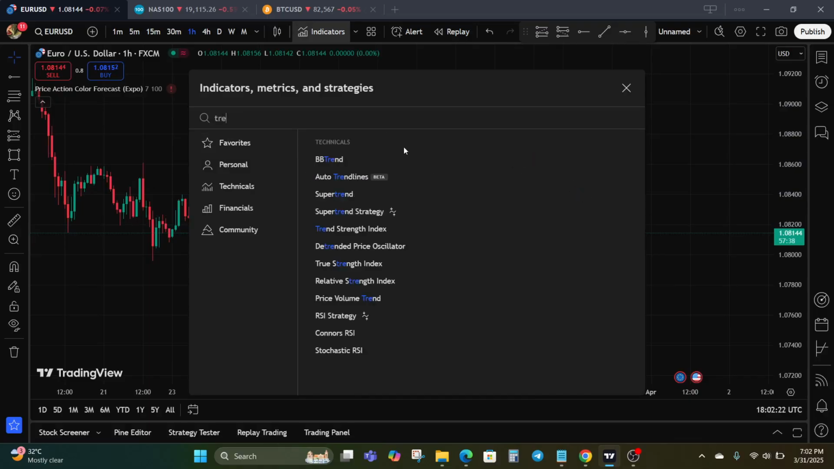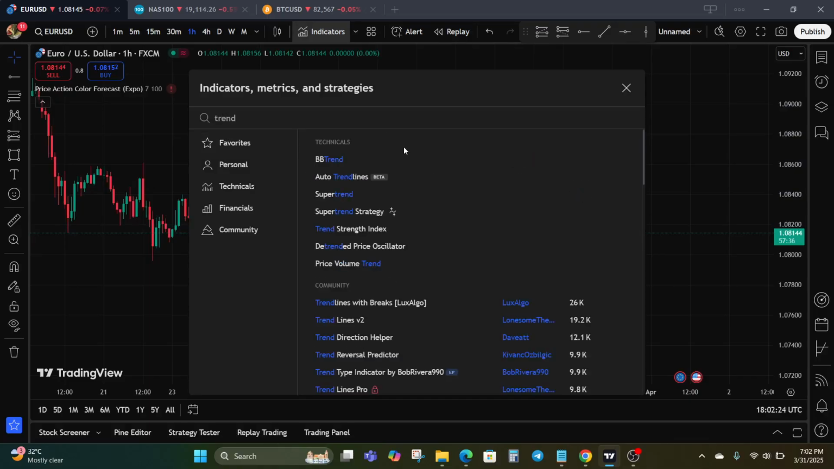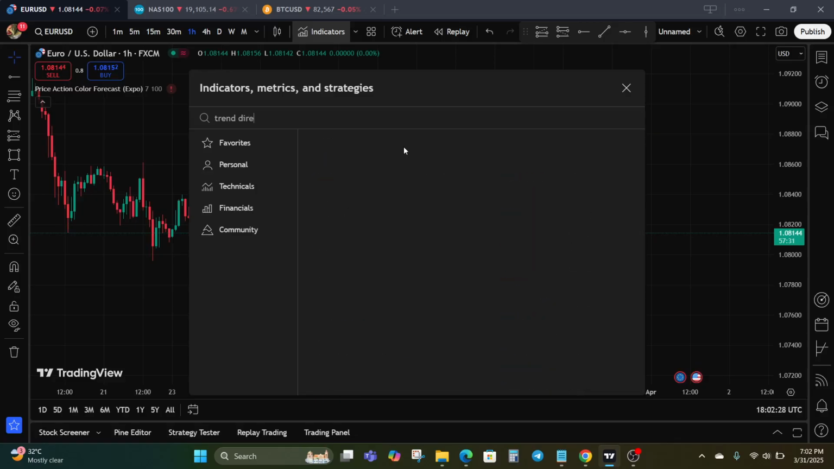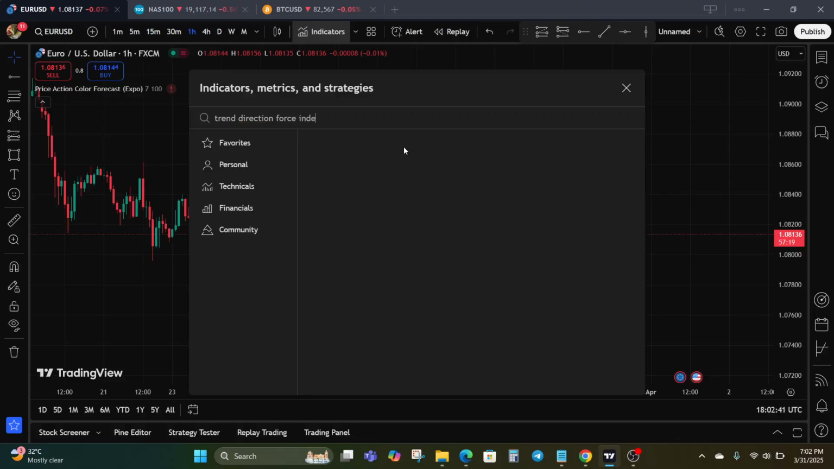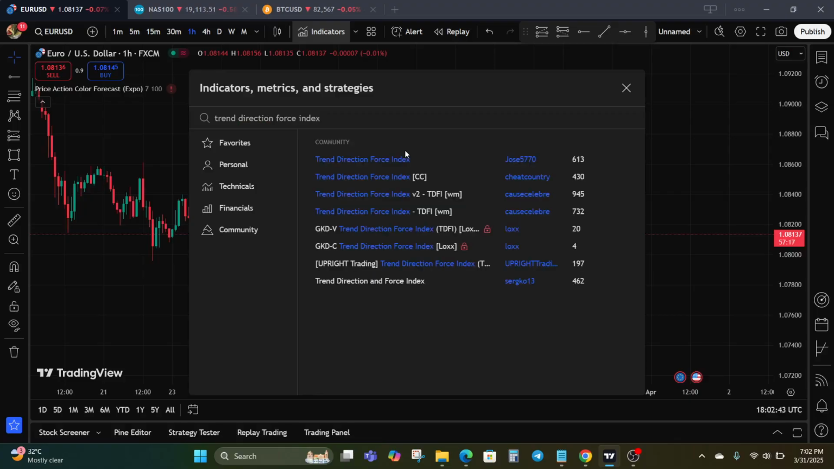Now let's just quickly get into it. I'm going to start by adding the Trend Direction Force Index. Let's add this to the chart.